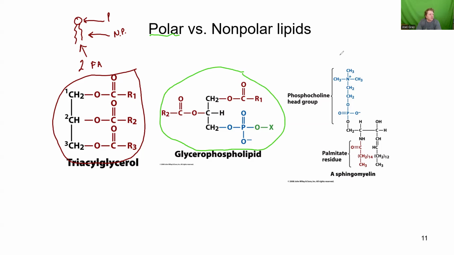Okay, so two examples are a sphingomyelin as well as a glycerophospholipid. Now, I want to show you some of the similarities and differences of these. First of all, I'm going to highlight my glycerol backbone. So there's the three carbons that constitute the glycerol backbone of a triacylglycerol.